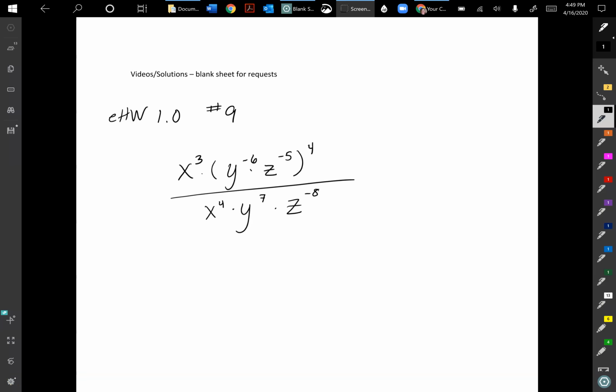Electronic Homework 1.0, number 9. Someone asked about this one, so I'll do it out and post it for everybody. The directions say to write your answer with positive exponents only, so we need to simplify everything down using our exponent laws.